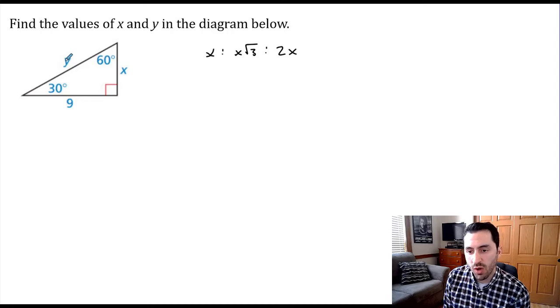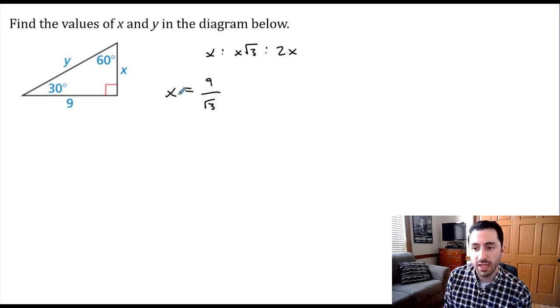So I already know that y is just going to be twice as big as whatever x is. But I need to find x first. Normally I would take this short side and multiply it by the square root of 3 to get the longer leg, the side that's across from the 60. Because we're thinking a little backwards, I actually want to take that longer leg, so 9, and divide that by the square root of 3. That's going to give me my shorter side.